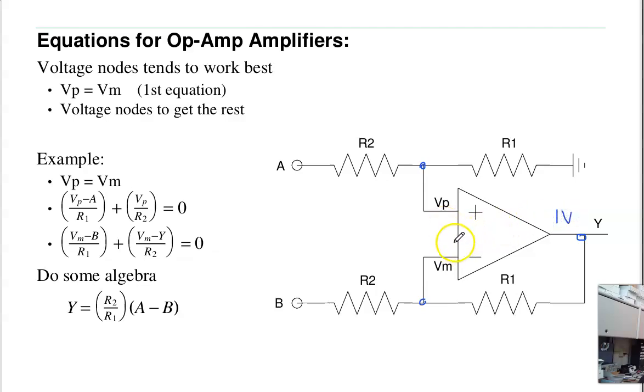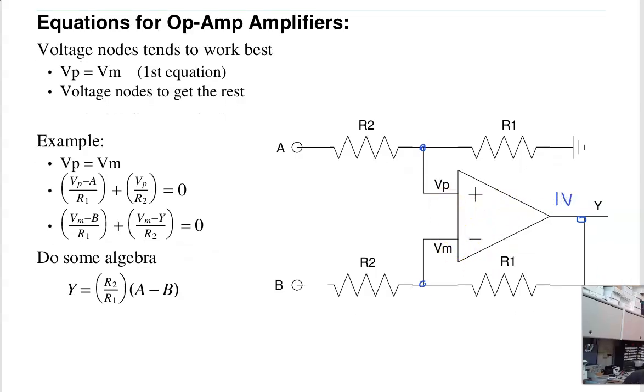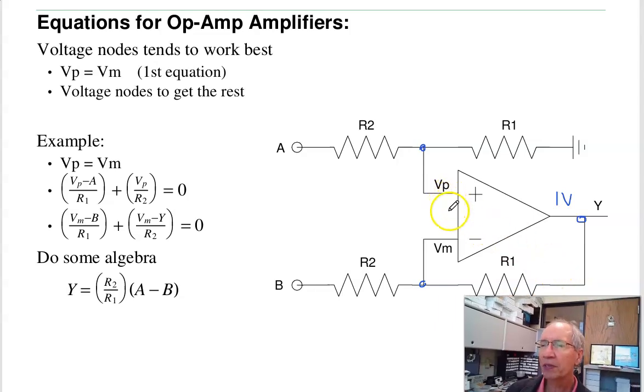If the gain is really, really large, like 100,000 or a million, the difference between B plus and B minus has to be very, very small. So essentially B plus equals B minus, and in the limit as the gain goes to infinity, these have to be the same. Next equation, at B plus, the current left, current right adds to 0. That's right here. At B minus, the current left, current right adds to 0. 3 equations, 3 unknowns, do some algebra, and I get this.